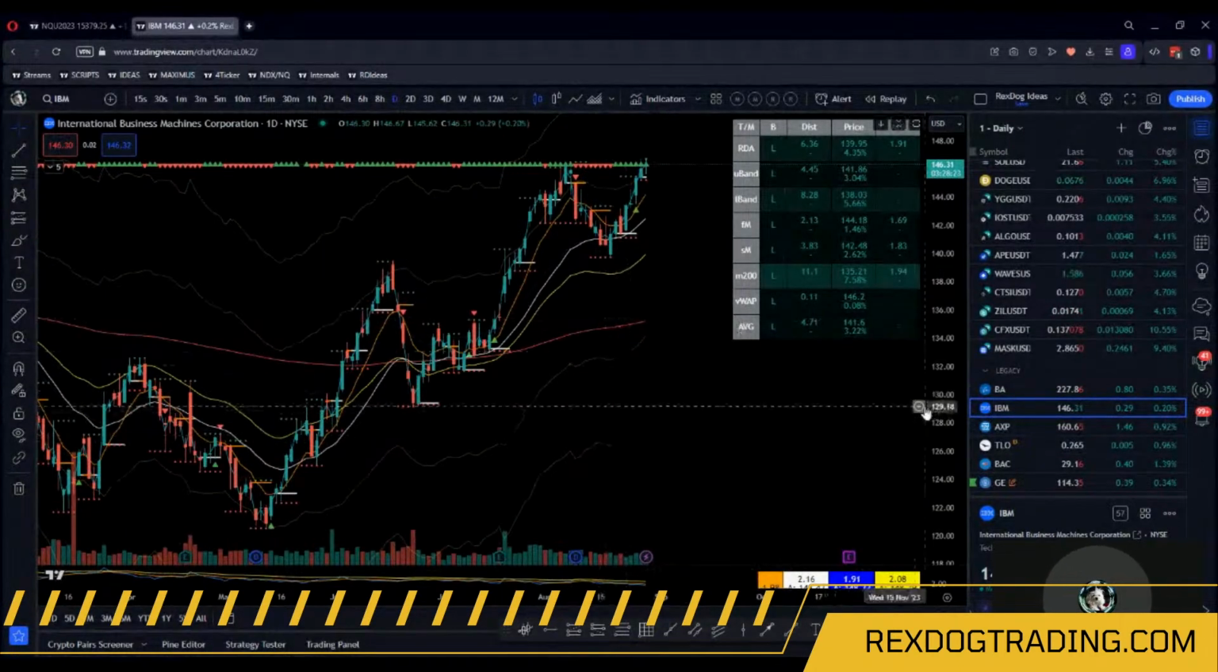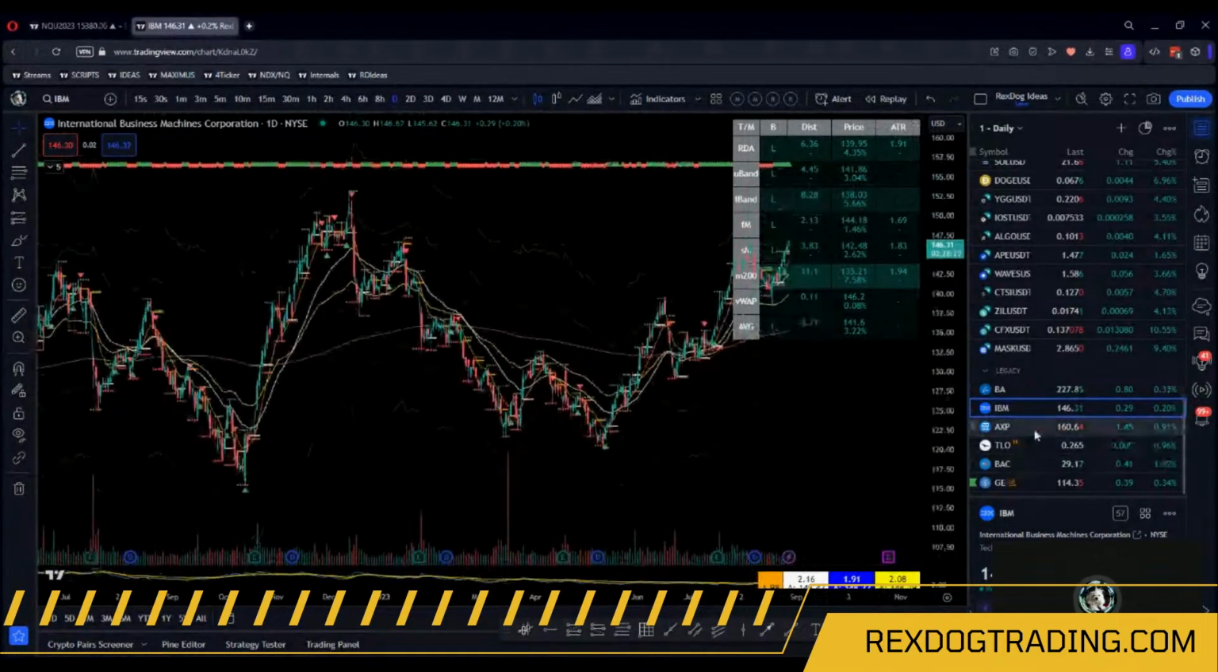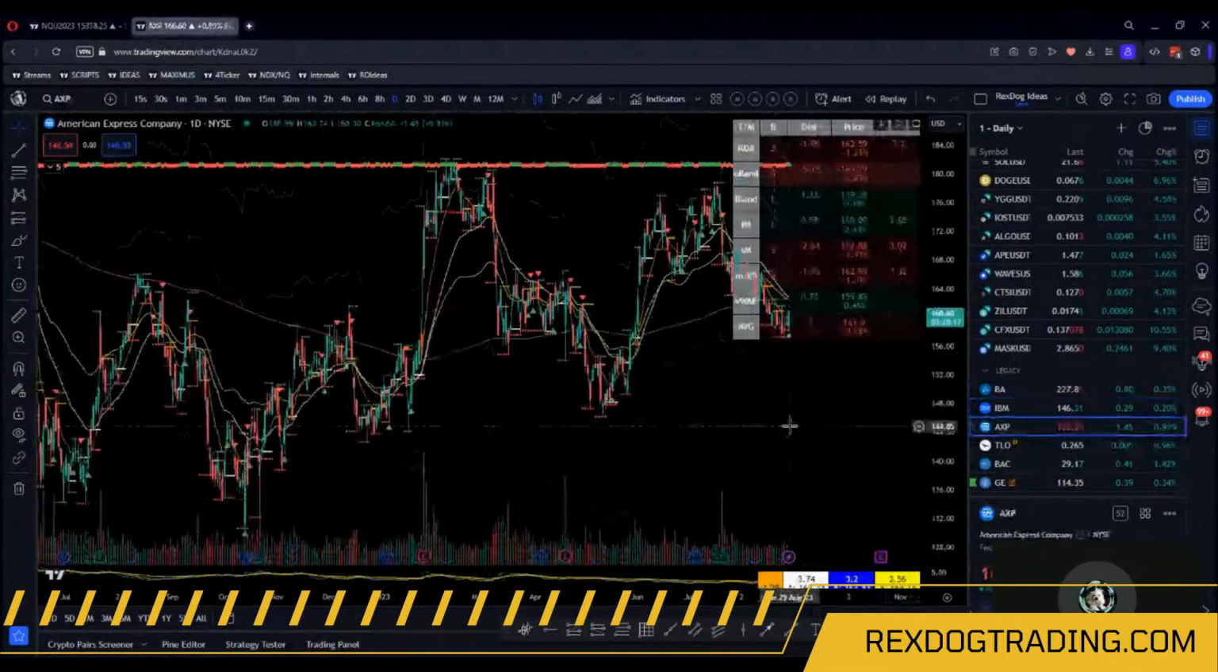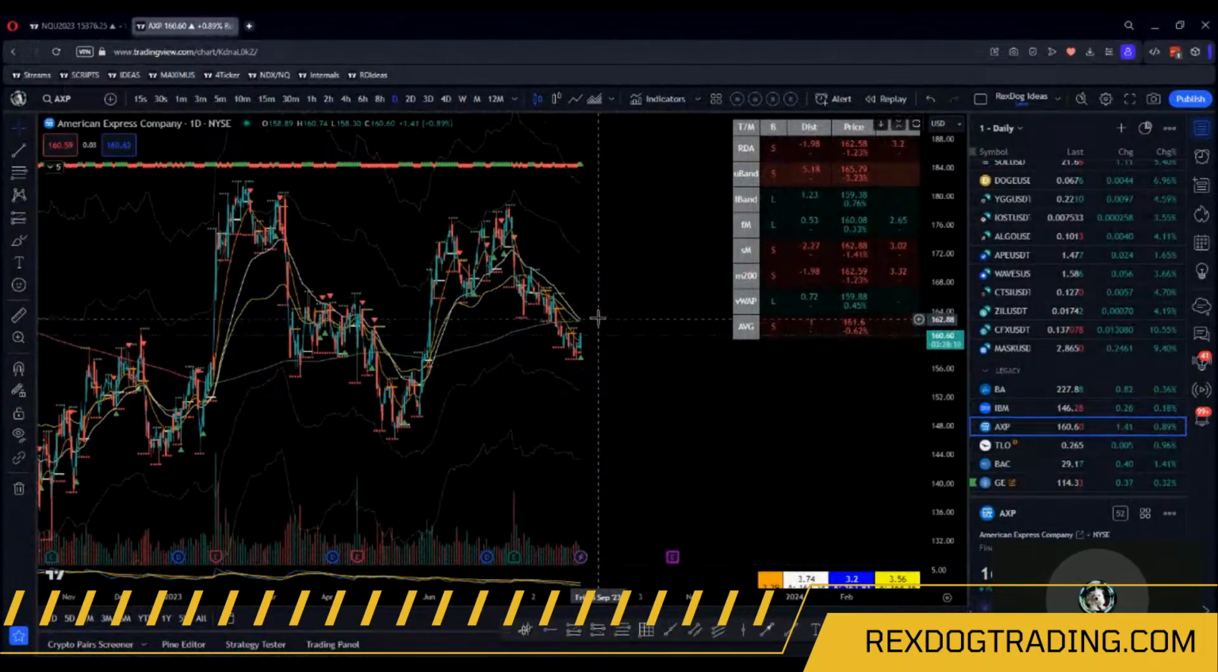Let's see. IBM did hold momentum and bias. It's going for the next zone there. XP, American Express. The banking sector is not looking great. It is in a momentum and bias short environment. Really, it's actually below the mix 200 as well.